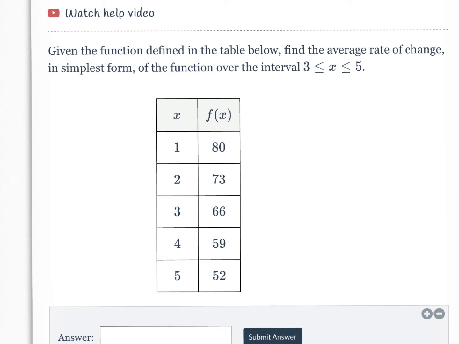What it's going to ask you to do, see this part right here? For example, where it says the interval 3 is less than or equal to x, which is less than or equal to 5. What that's asking you to do is, because it's got the letter x in there, you're going to go to the x column of the table. And because it says between 3 and 5, you're going to go where x is equal to 3, which is right here, right? And where x is equal to 5 on the table.